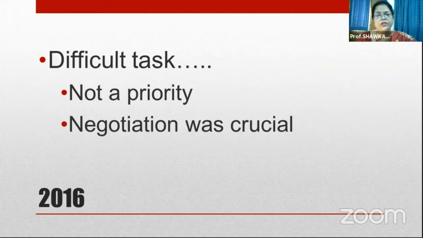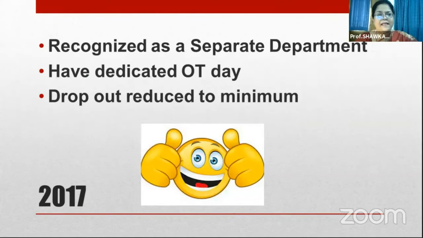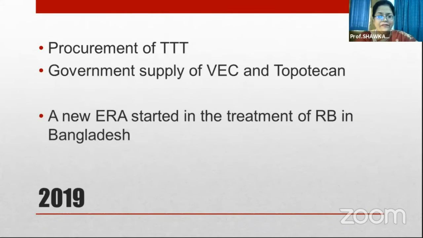So negotiation was crucial. We had meeting after meeting, and then finally we could make them understand. They recognized us as a separate department of ocular oncology and retinoblastoma management team. So we have a dedicated OT day, a dedicated admission day, and a dedicated chemotherapy day. And eventually dropout reduced to a minimum in 2017. We were very happy, and things were going very nicely.